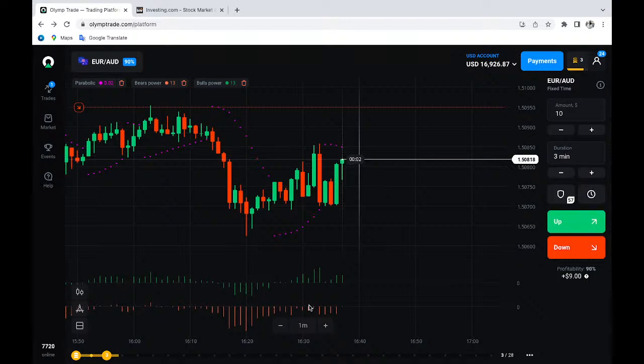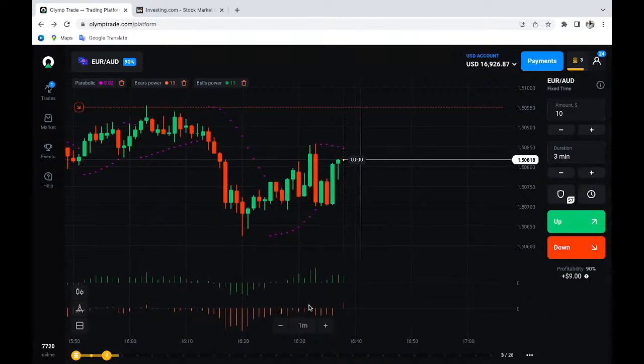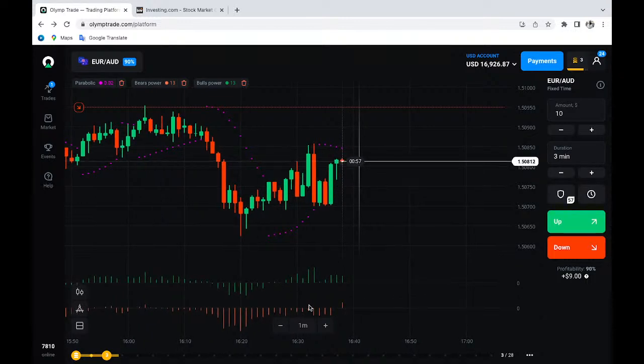So how to trade using this strategy? The recommended time frame is 1 minute. Remember, the recommended time frame is 1 minute, and for trade duration or expiration time you can use 2 to 4 minutes.